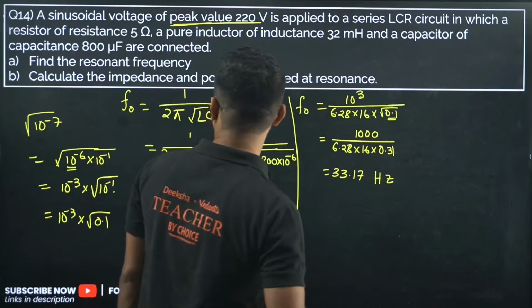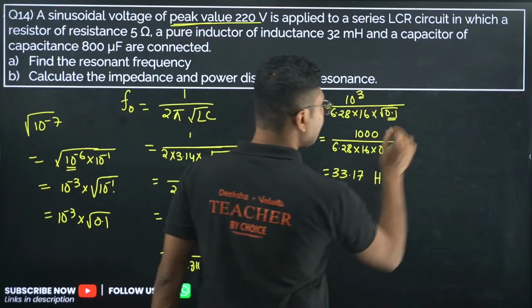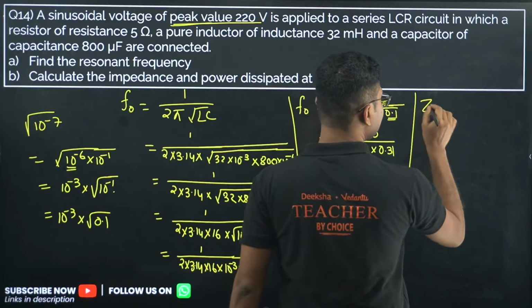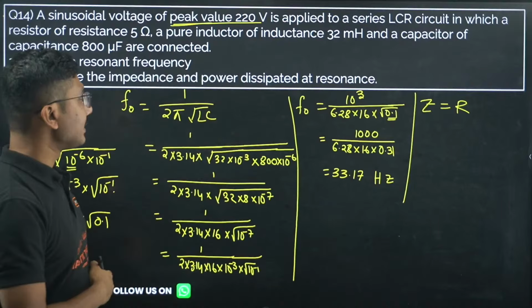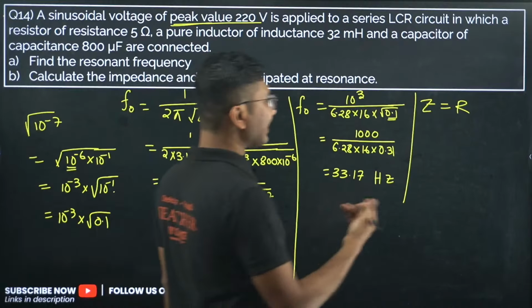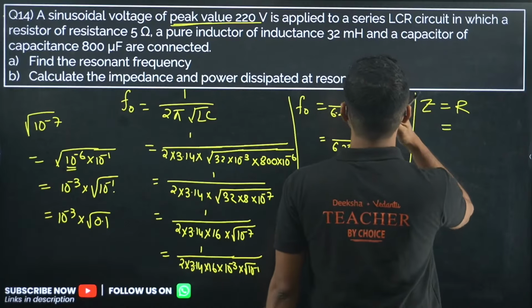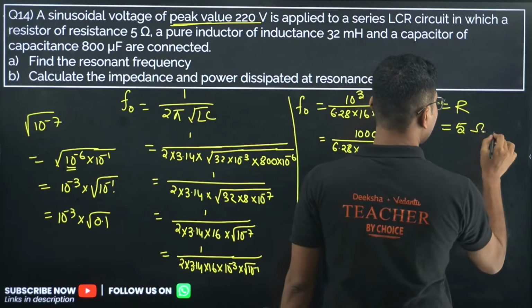Okay, now the next part is calculate the impedance and power dissipated. The impedance part is easy. At resonance, impedance is equal to resistance, because XL equals XC. So that is equal to, I think, 5 ohm. So 5 ohm is the impedance.